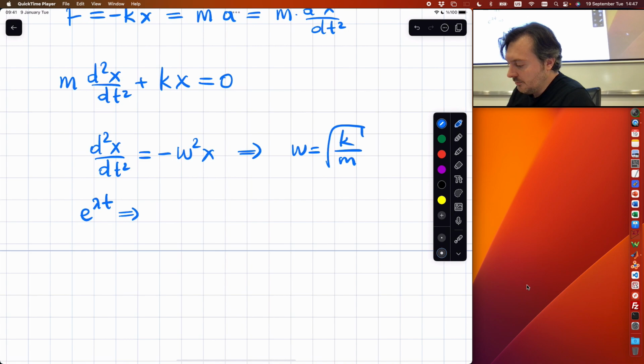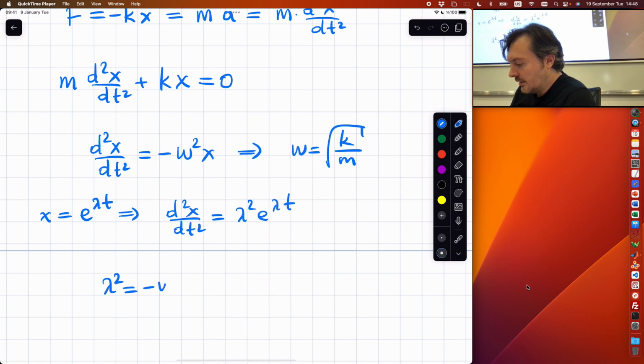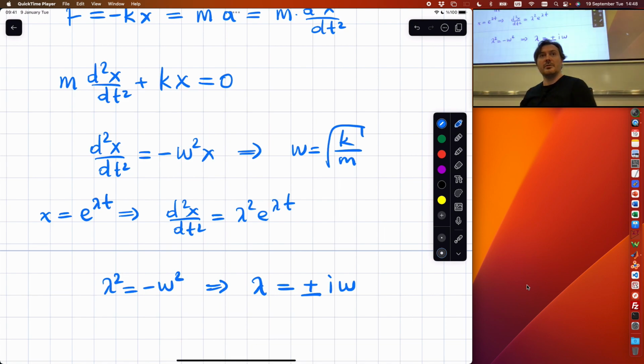What do you get this time? So if x is this, then d squared x over dt squared is lambda squared e to the lambda t, which means that lambda squared is negative omega squared. Did you follow this? So lambda is either plus i omega or minus i omega. You see, complex numbers appear. It wasn't for nothing.